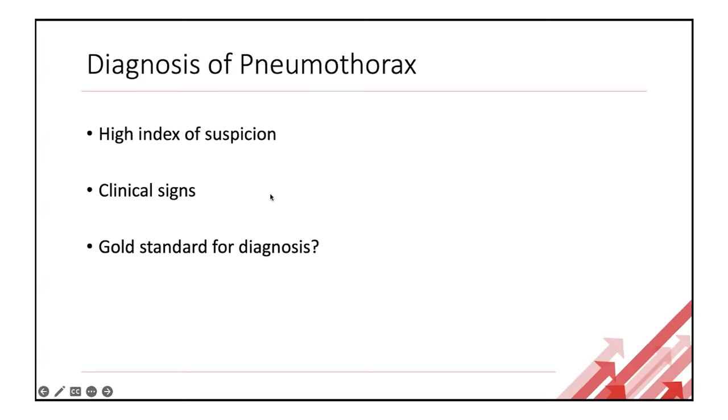If it's more of the spontaneous type, you want to think, like we said, the tall, thin men. If it's a patient profile where you have an asthmatic patient who has come in with an acute asthmatic attack, you've nebulized them, they seem to be getting worse and worse, you want to think maybe my patient has a pneumothorax. What other subset can we think about? I'll give you an example of a patient that I had.